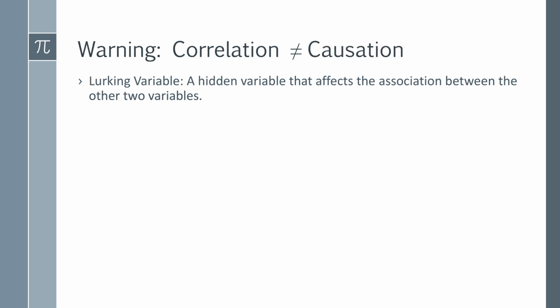One thing I want to stress is that correlation does not equal causation. Okay, even if you have a very strong correlation between X and Y, that does not mean that X is causing Y. It just means that you have a strong association. You could have what's known as a lurking variable, which is a hidden variable that affects the association between the other two variables. So just be careful. Just because something has a correlation or even a strong correlation, it does not prove causation.